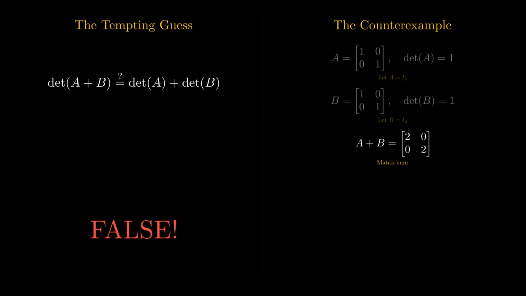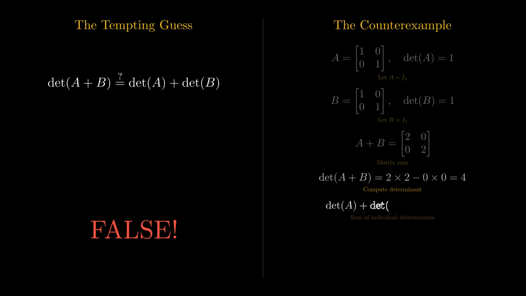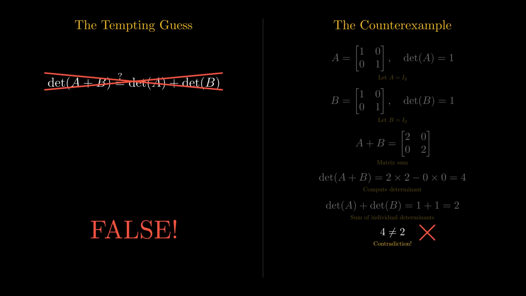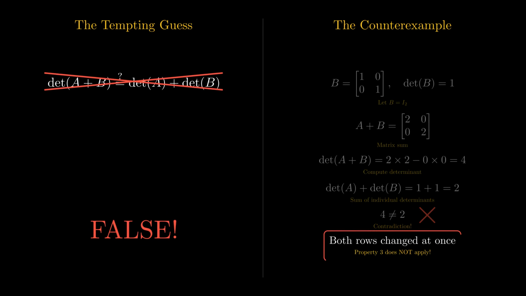Now, A plus B is the matrix with 2, 0 in the first row and 0, 2 in the second row. And the determinant of A plus B equals 2 times 2 minus 0 times 0, which is 4. But the determinant of A plus the determinant of B equals 1 plus 1, which is only 2. 4 does not equal 2, so the guess is wrong. The key issue is this: adding entire matrices changes every row at once, but property 3 only permits decomposing one row at a time, with all other rows held fixed. That's why it doesn't extend to full matrix addition.